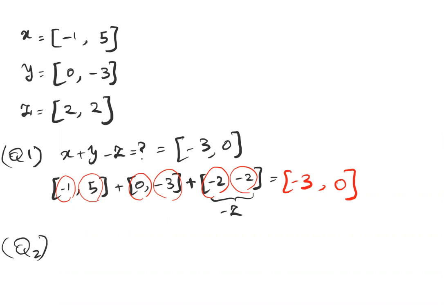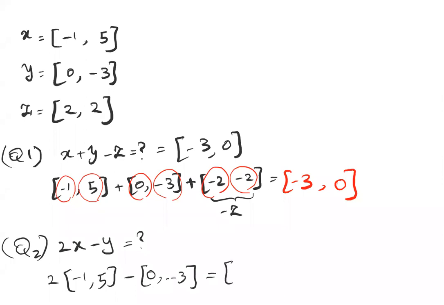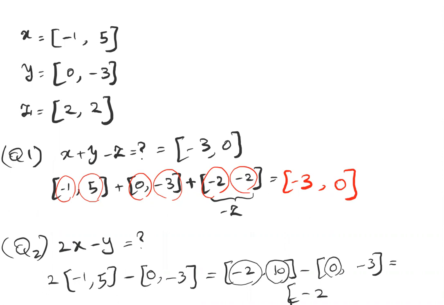The second question, 2x minus y, what's the solution to this? So 2x is 2 multiplied by -1 and 5, minus y. y is 0 and -3. So it's going to be -2 and 10 minus 0 and -3, which is -2 minus 0, -2, and 10 minus -3, which is 10 plus 3 or 13. This is going to be -2 and 13.